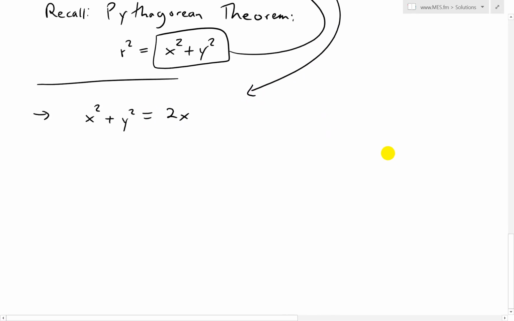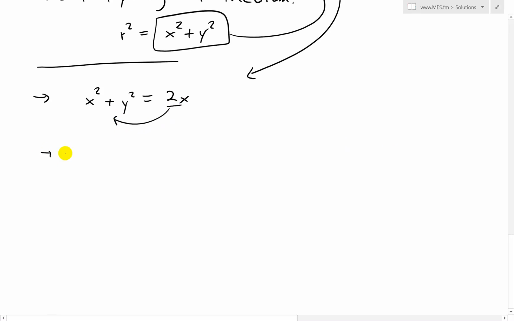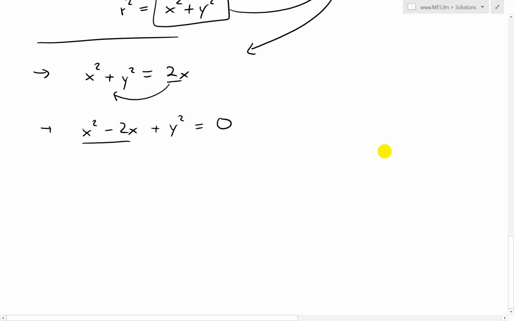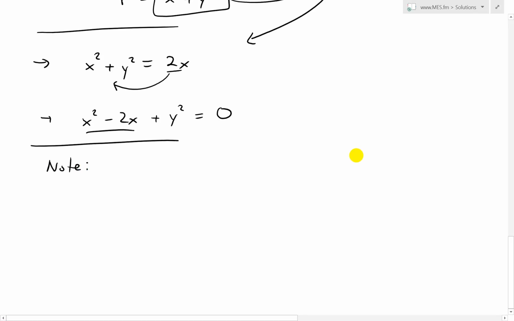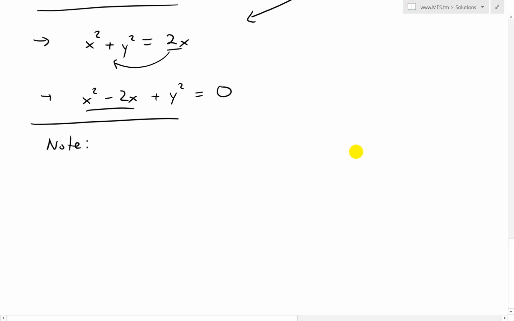Next step, I'm going to move this over here, then we'll complete the square. So what we end up having is x squared minus 2x plus y squared equals 0. Now this part here, we could look at separately. So I'll highlight this. We're going to look at this one. So note, we're going to complete this square, but I'll just do this manually.